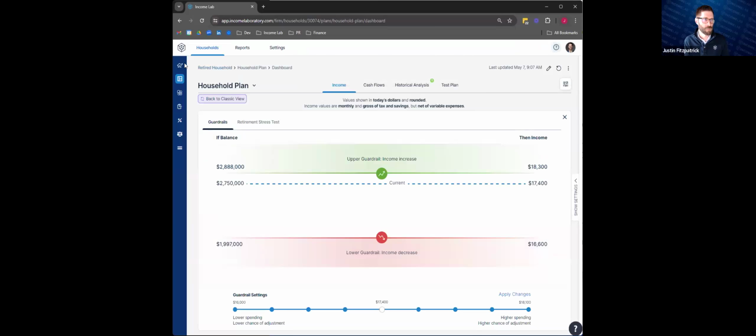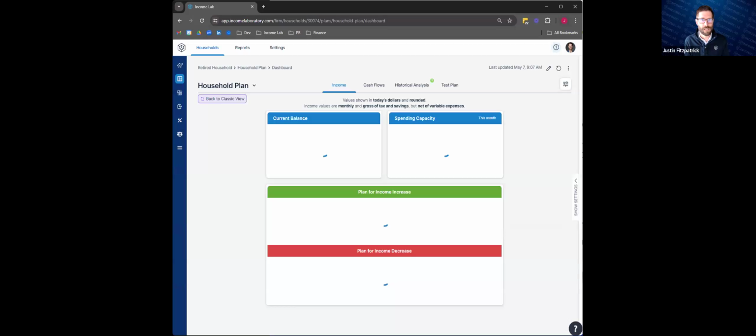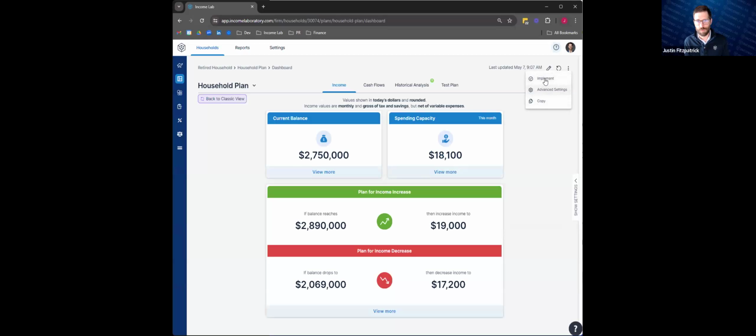So if you have an implemented plan, and let me see if I've got one that does. No, I don't, unfortunately. So if I implemented this plan, I would have an option here on the implemented plan that says reconcile, and that will allow me to do a quick reconcile. I think of it like balancing your checkbook. If you don't have integrations, maybe it says that $100,000 IRA, we think it's worth 110,000, but it's actually 112. Just change that up, reconcile the plan. So you can still use this if not all of your accounts have an integration that'll give it to you.